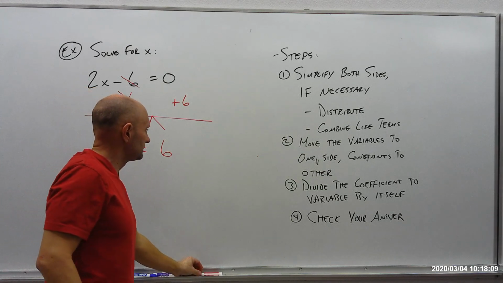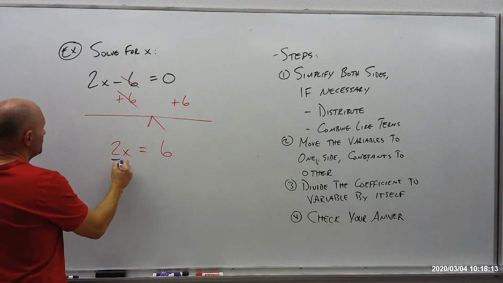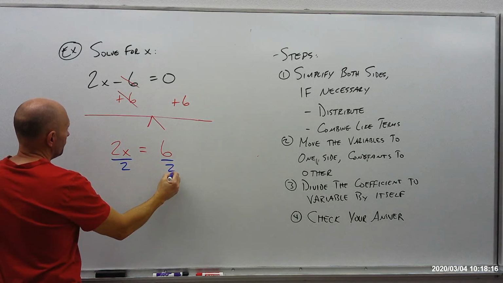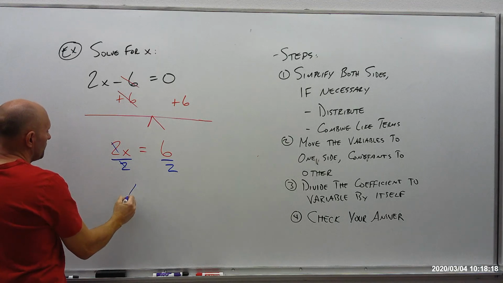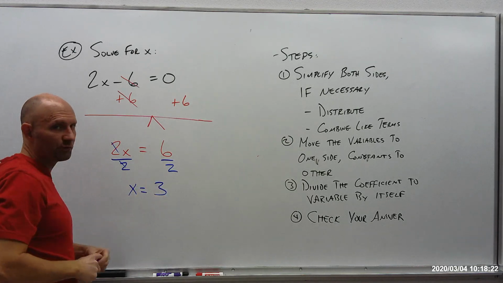Now, step 3, divide by the coefficient. Our coefficient is 2, so I divide by 2. Cancels out. X is equal to 6 divided by 2 is 3.